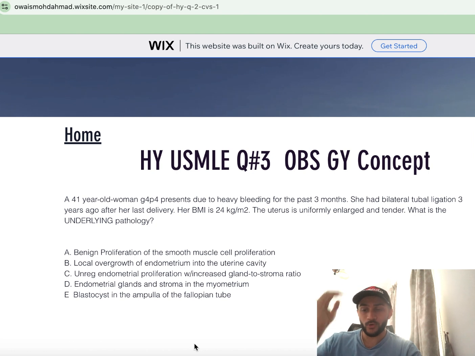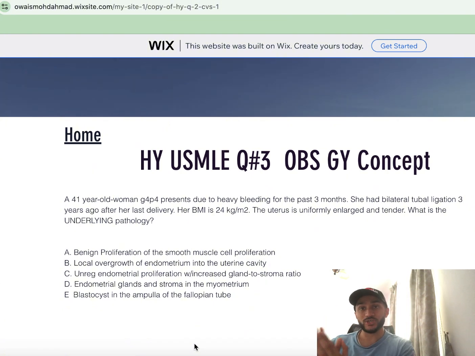A 41-year-old woman, gravida 4, para 4, presents due to heavy bleeding for the past 3 months. She had bilateral tubal ligation 3 years ago after her last delivery. Her BMI is 24 kg per meter squared. The uterus is uniformly enlarged and tender. What is the underlying pathology?